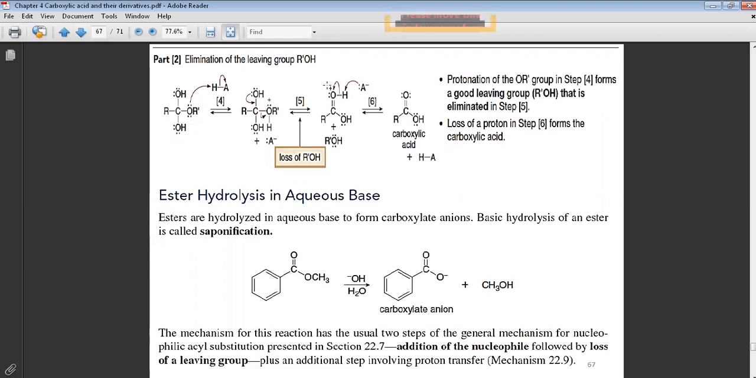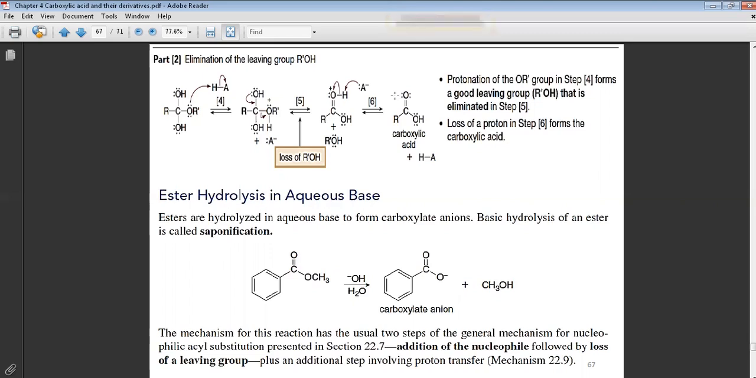Now with the positive charge on the oxygen, it is just deprotonated to remove the positive charge to give you the carboxylic acid compound. Okay, this is the mechanism. It is exactly the reverse of the esterification mechanism. Okay, this is the hydrolysis of the ester by using acid.